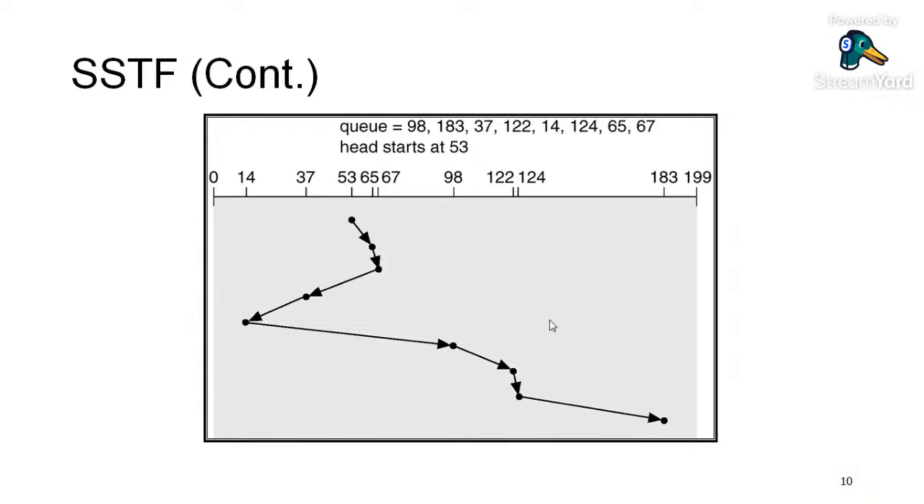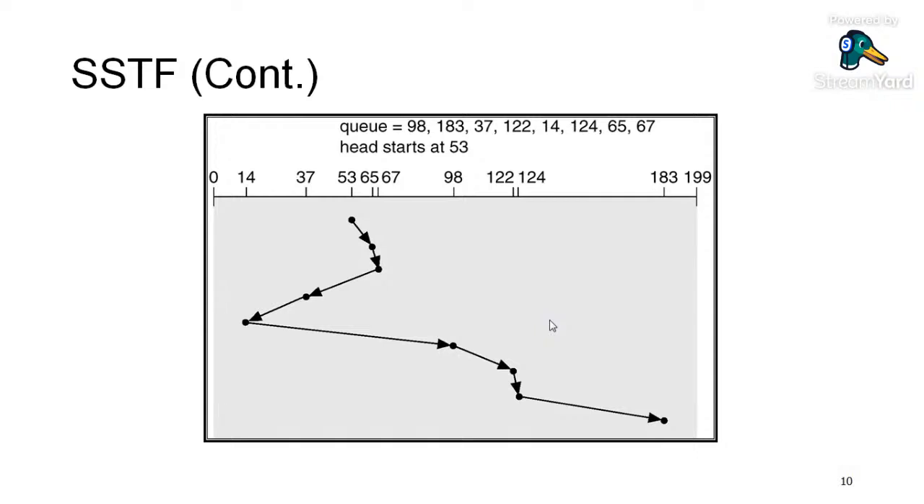So 67 to 37, again reverse the direction, then go serve 14, then again reverse the direction. It has started from the current head position to the right, then moves to the left, then again goes to the right. So likewise it is going to serve 183.